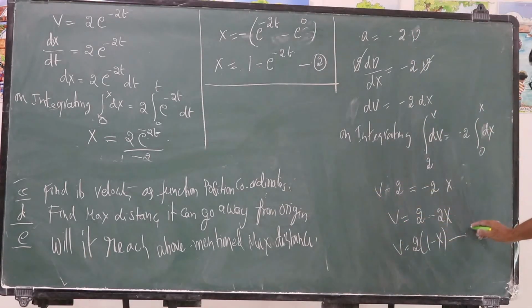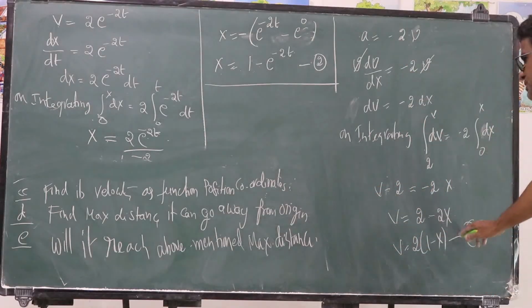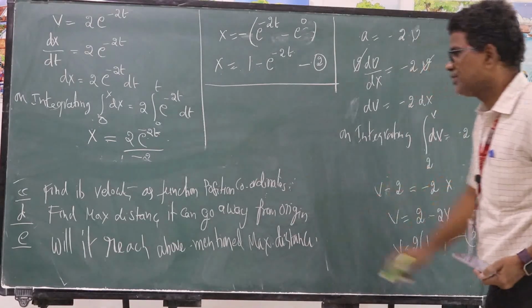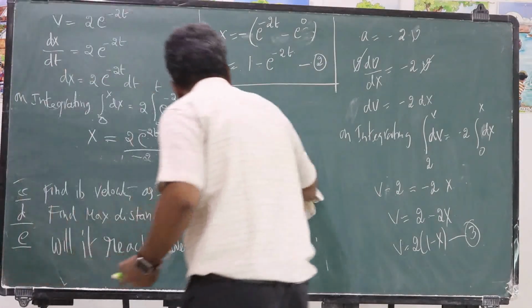That is the third question: velocity as a function of position coordinates. So this is the answer for the third question. Third one is over. The next one is the fourth one.